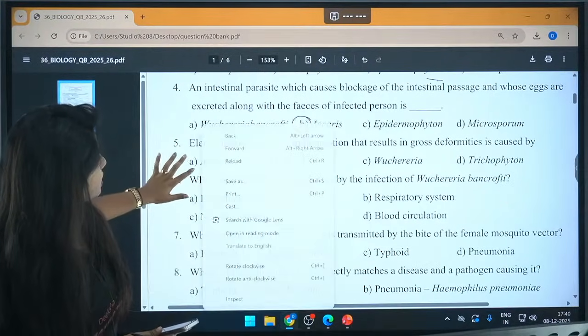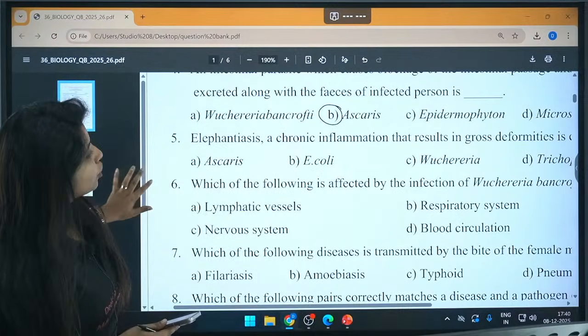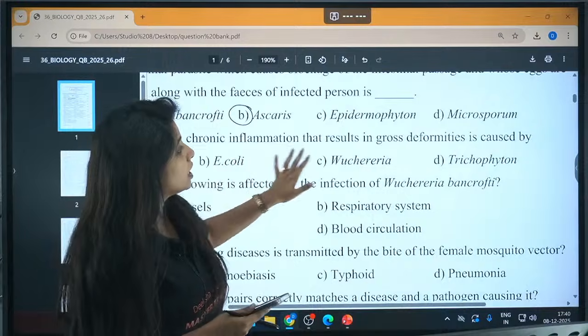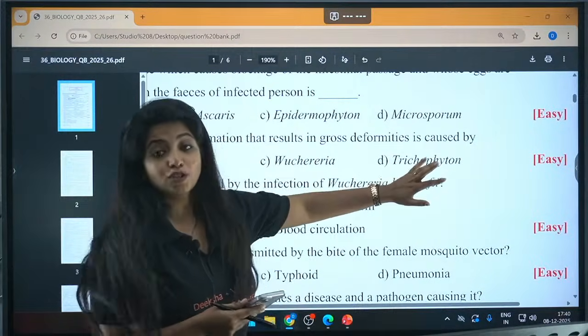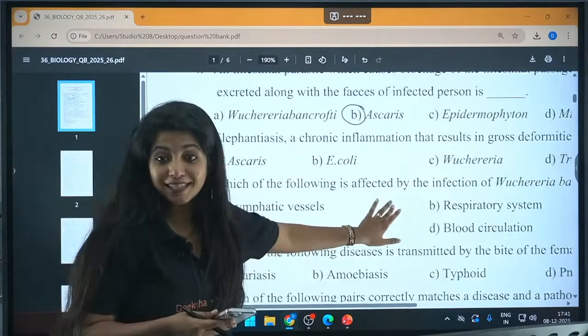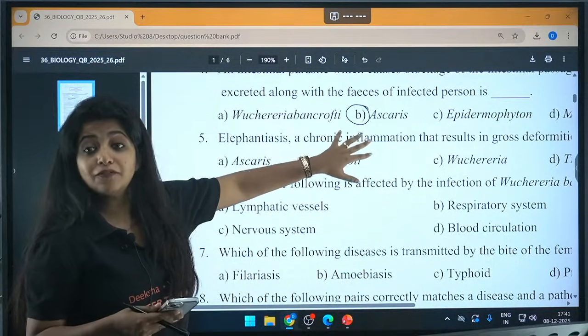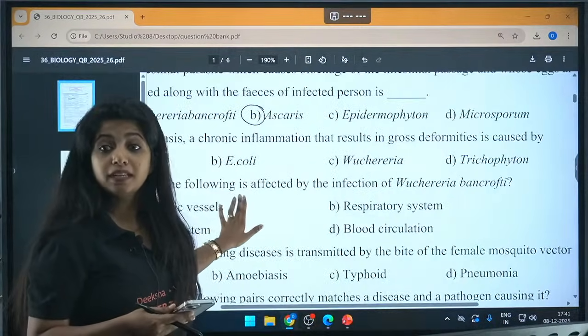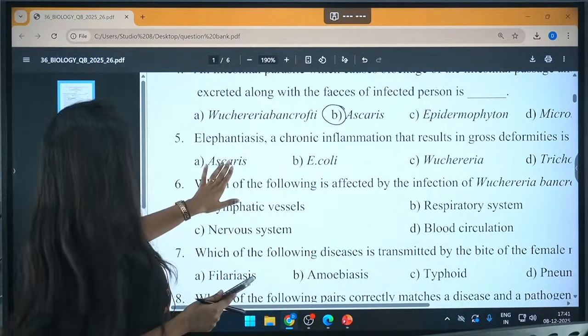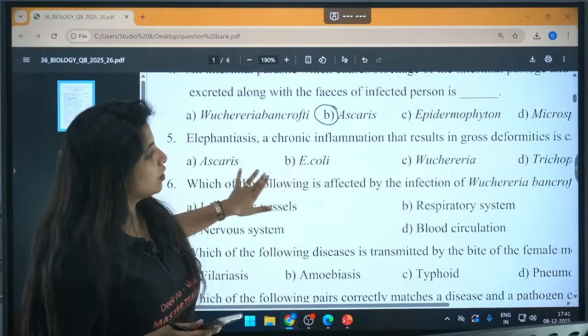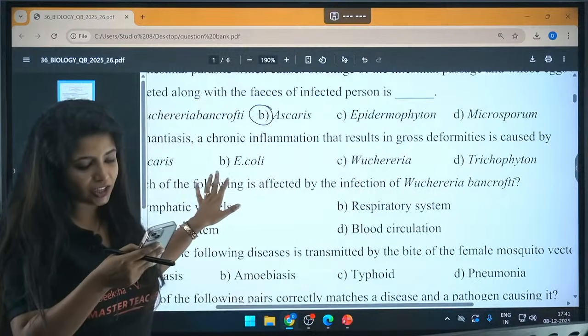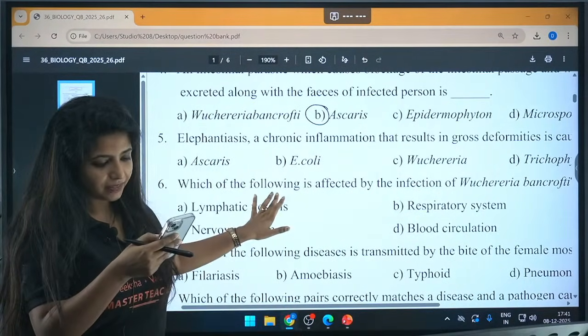Next question says, elephantiasis, a chronic inflammation that results in gross deformities, is caused by what? Elephantiasis, elephant-like leg. Options: Ascaris, E. coli, Wuchereria, Trichophyton. Now, I just told you the thing right now.